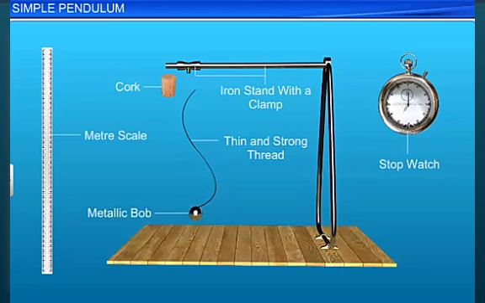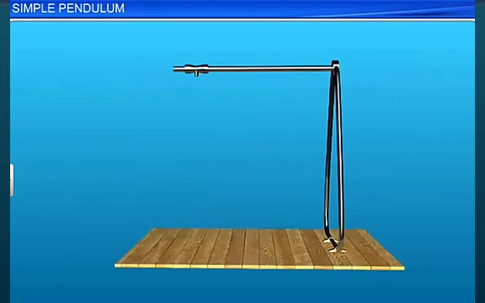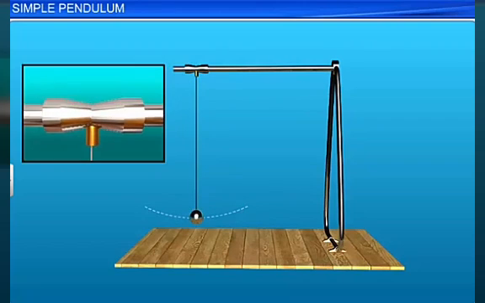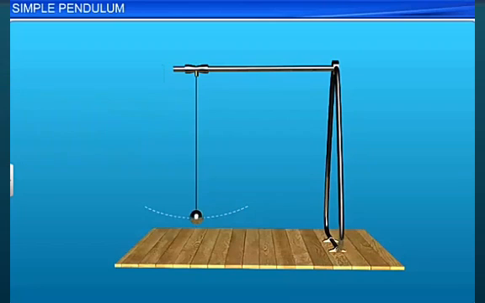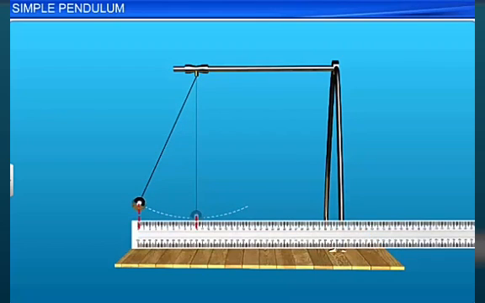Place the iron stand over a table. Tie the metallic bob to the thread and suspend it from the stand with the help of the cork and clamp. The simple pendulum is set up. Choose a length for the pendulum, say 50 cm. Pull the bob to a side such that the amplitude is about 10 cm and allow the pendulum to oscillate.